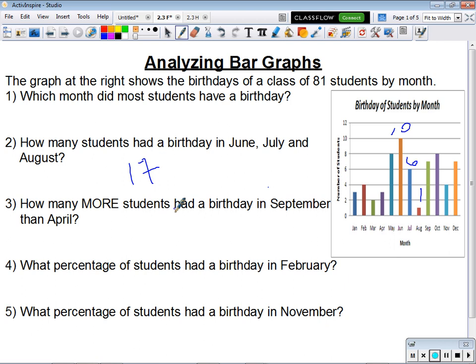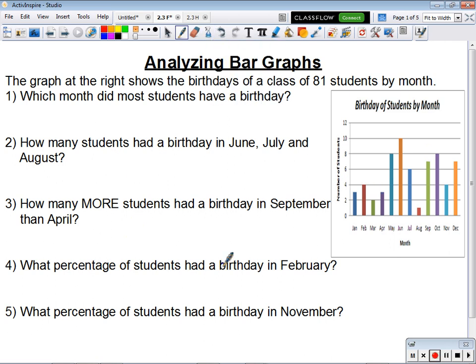Number 3 says, how many more students had a birthday in September rather than April? So if you look here in September, it looks like there were 7 students that had a birthday in September, where in April it looks like there were only 3 students. So when the question says how many more students, well, if there were 7 in September and 3 in April, that means there were 4 more students that had a birthday in September than in April. So that's the answer for number 3.